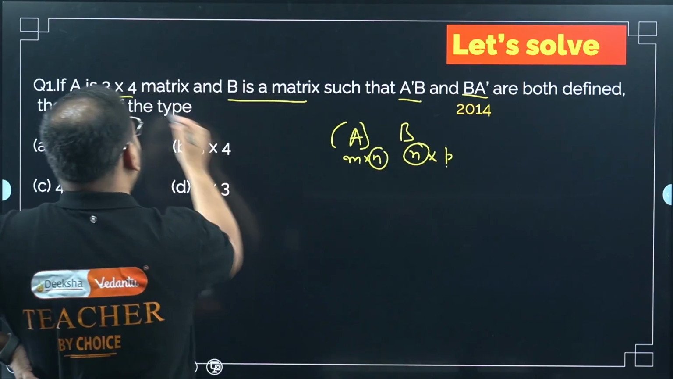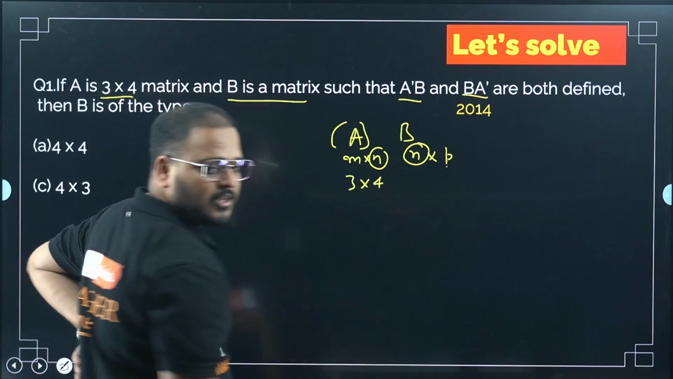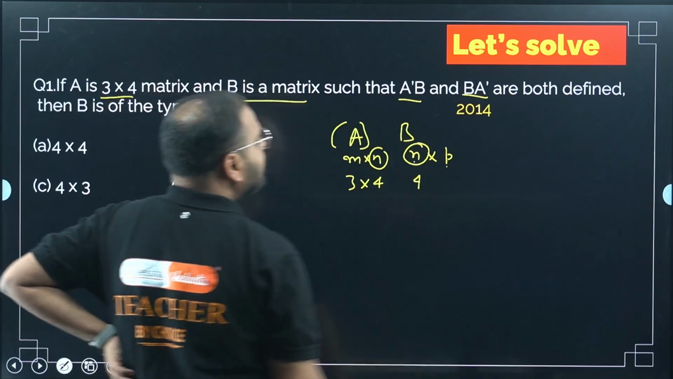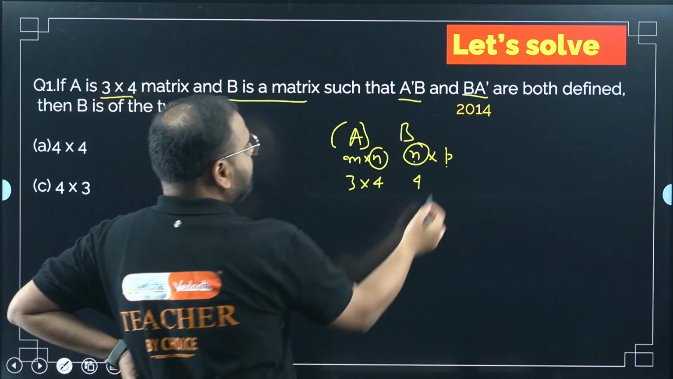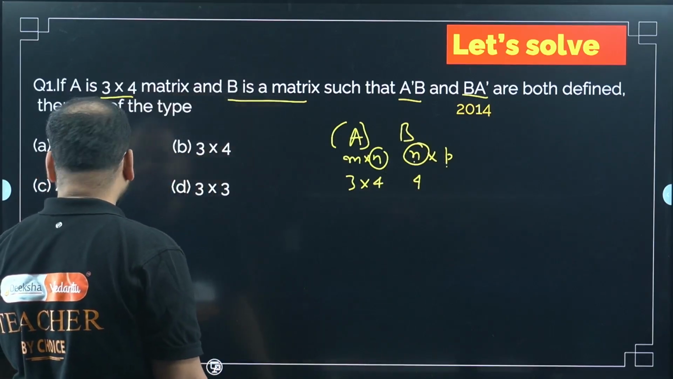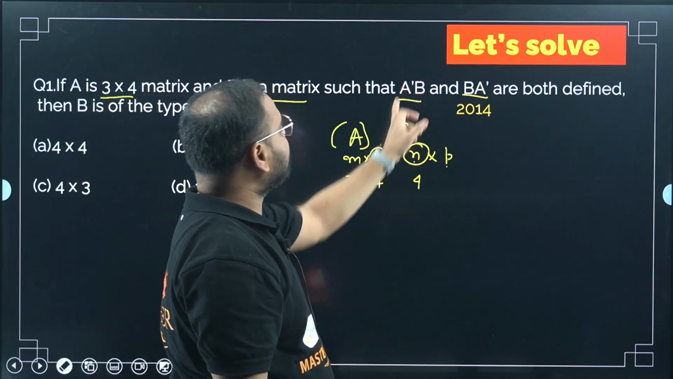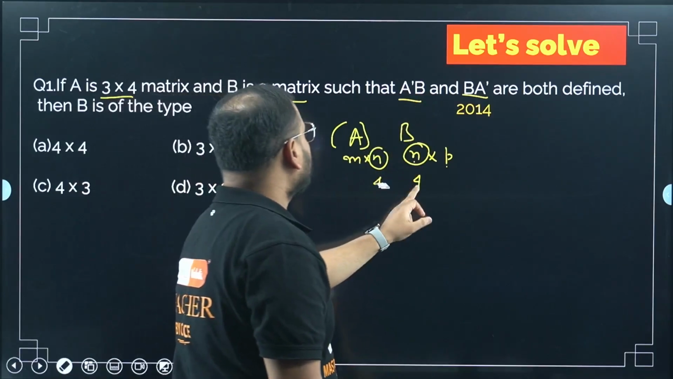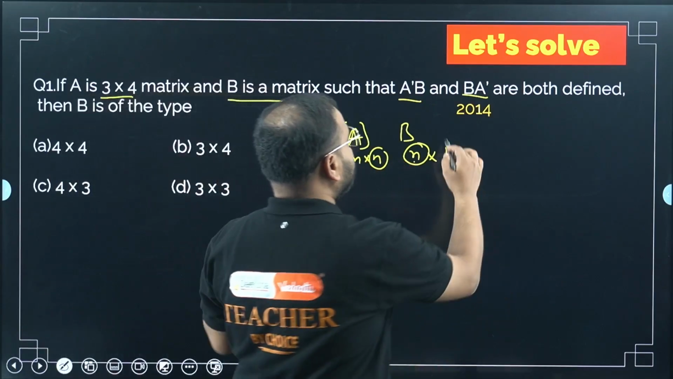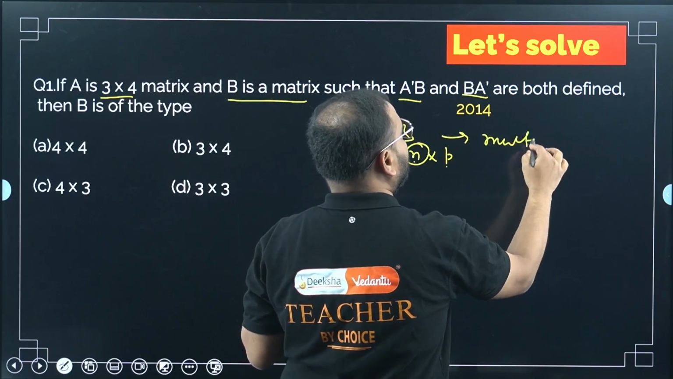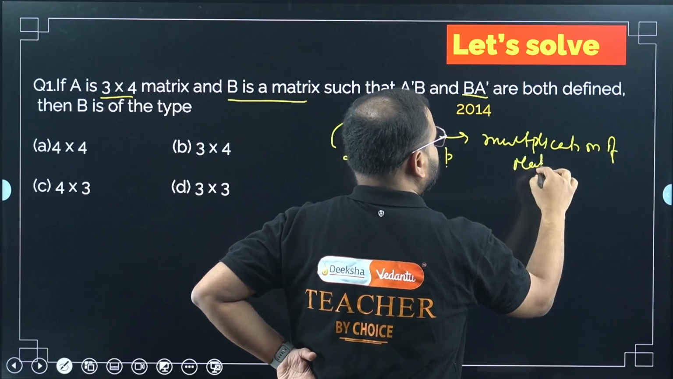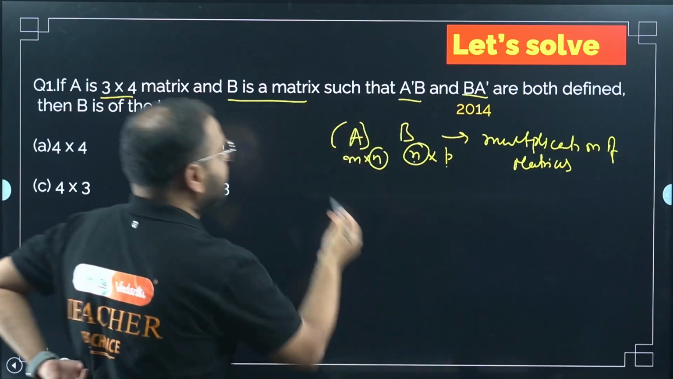So what is the order of A given as? 3 cross 4 is given, correct? Acha, one more thing. They are not saying AB, they are saying A transpose B, okay? So the necessary condition is this much you understand, right? m cross n, n cross p, this you understand for multiplication of matrices. This is the necessary condition. But in this case, they did not say AB. They said A dash B, bacha.